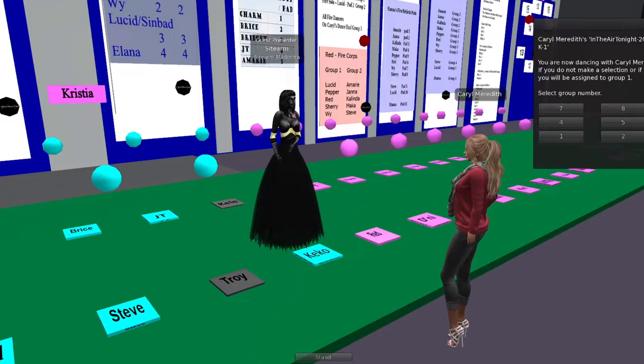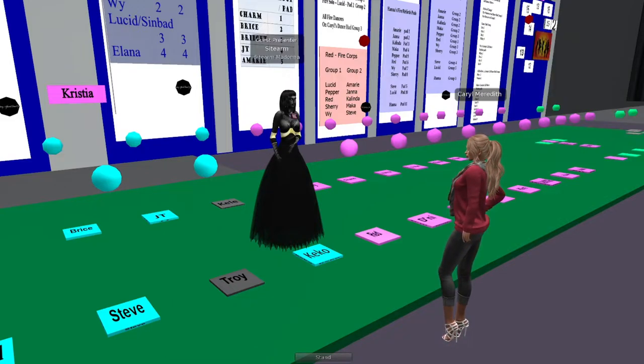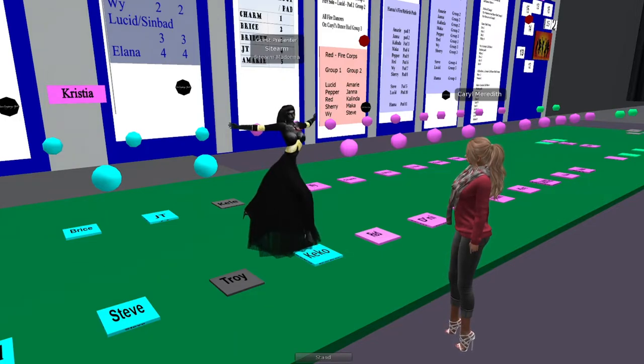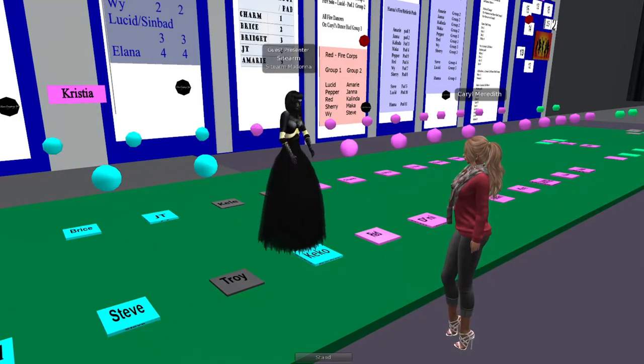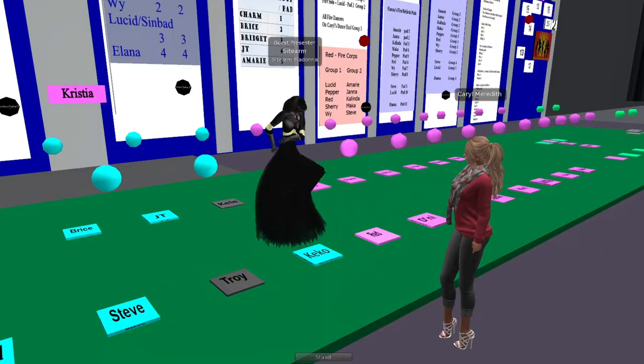Okay, I clicked. Then I'm going to click on number 4. Here I go. So now you're on group 4 in the air, which means that you're going to be on the left side of the stage. And so there is your first one. And, there you go. Oh, wow.